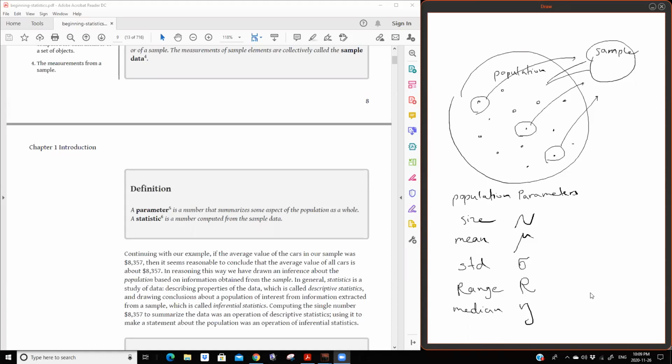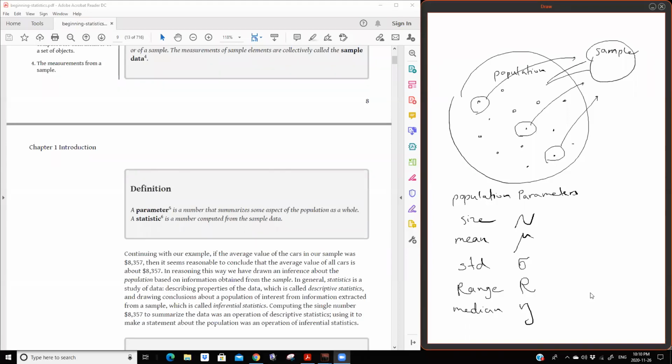So whenever you talk about the size of the population, the mean of the population, the standard deviation of the population, the range of the population, or the median of the population, these are population parameters, which are usually unknown to us. We don't know that. So we are trying to study the population by a sample, using a sample, to find an estimate for these population parameters.